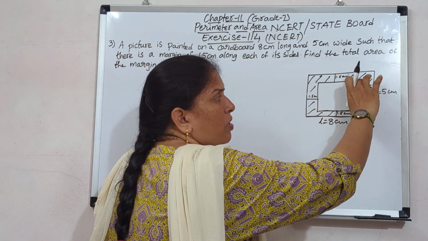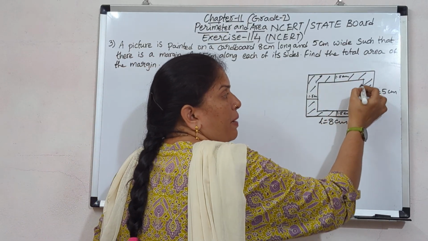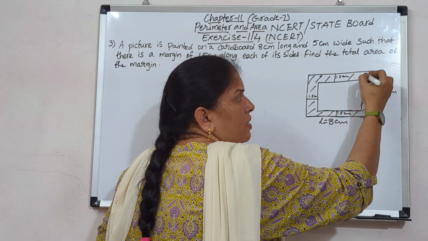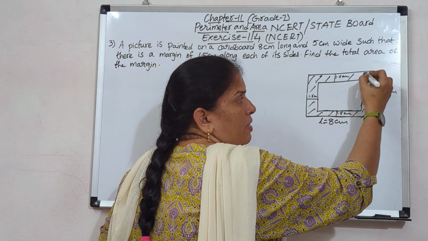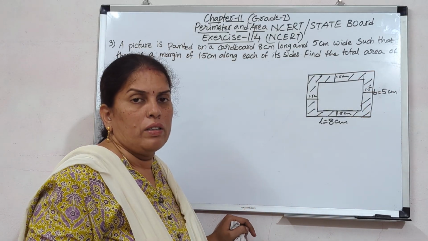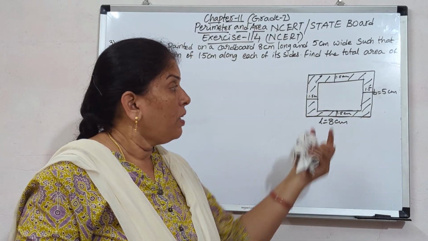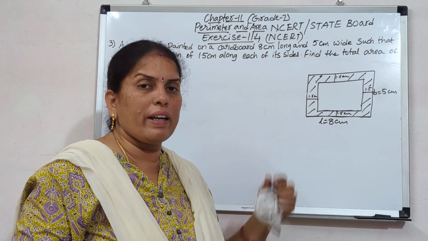Same like that in the breadth also, 2 times 1.5 you remove. Why? In the breadth also, this part they left. This is the total breadth. In this, they drew a margin also, they left this much of place. So 1.5, 1.5. So 2 times 1.5. You subtract, and you will get the breadth of the inner rectangle. You can find out the area of the inner rectangle.